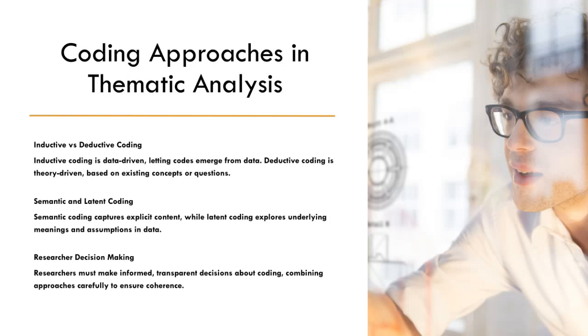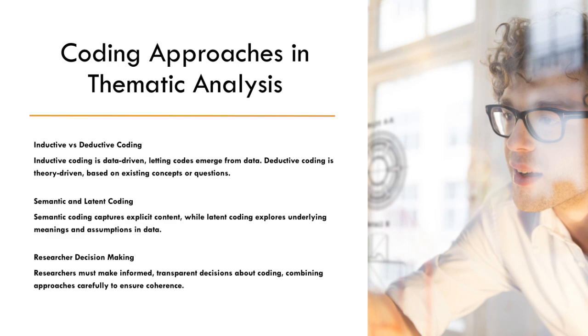When it comes to coding in thematic analysis, we can take different approaches based on our research goals and theoretical stance. Inductive coding is all about letting the codes emerge naturally from the data itself, without trying to fit it into pre-existing categories. On the other hand, deductive coding starts with a framework or specific questions, so the analysis is guided by established concepts. We also need to consider the difference between semantic and latent coding.